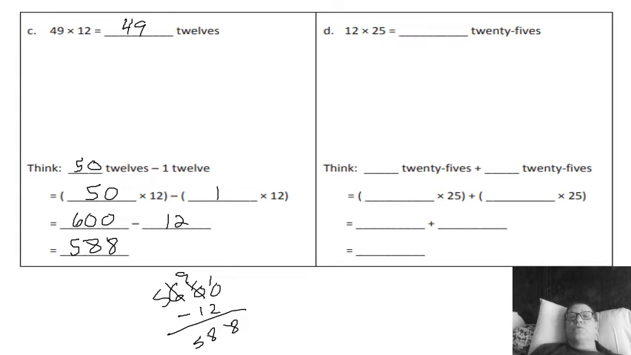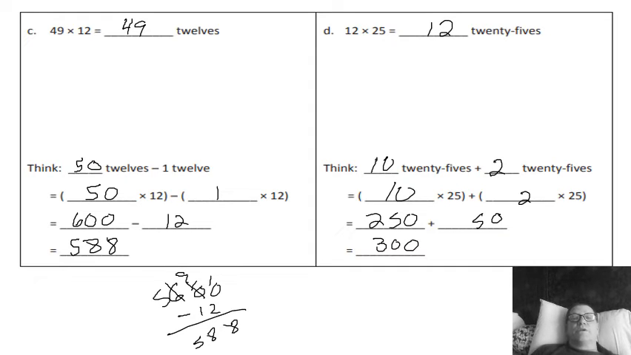Our next one says 12 times 25. That means there's 12 25s. Now, the same thing here. I'm going to go to an easy number to multiply, which is 10 25s. And then I need to add 2 more 25s. So it would be 10 times 25 plus 2 times 25. 10 times 25 is 250. 2 times 25 is 50. So our answer is 300.